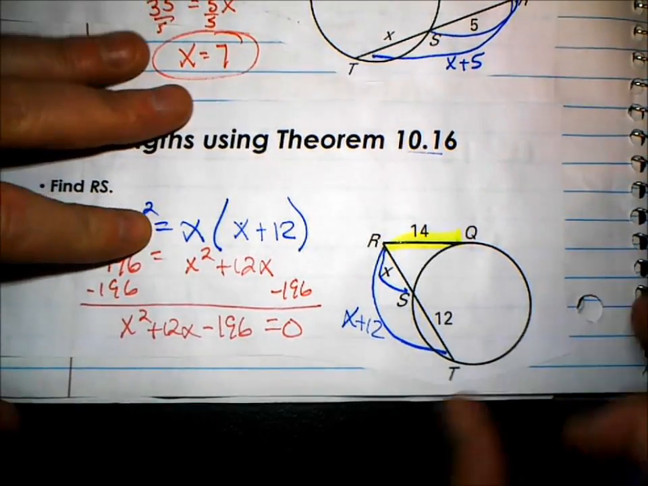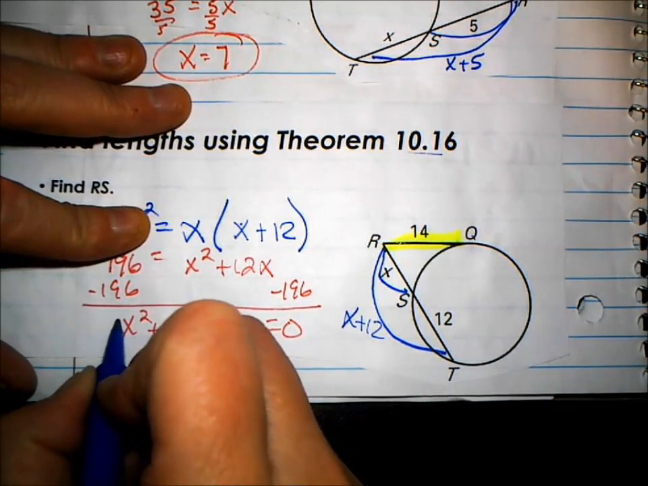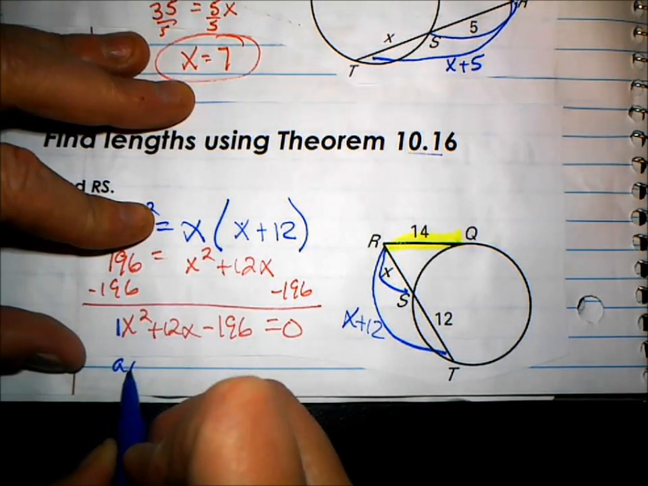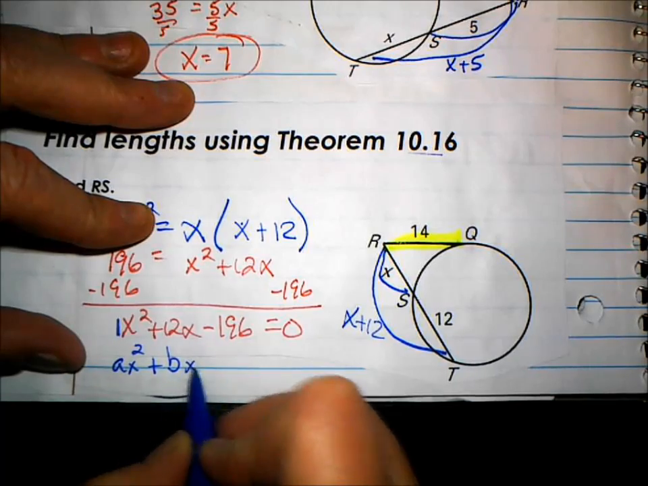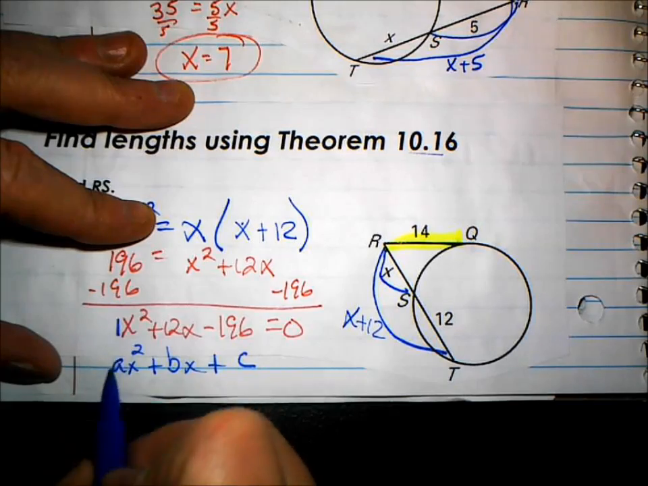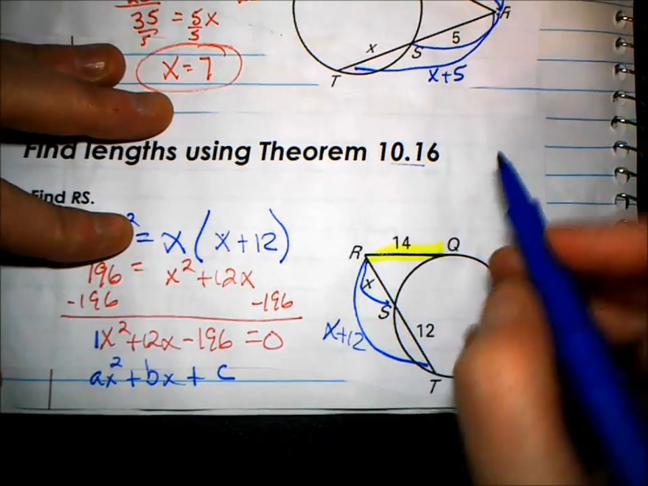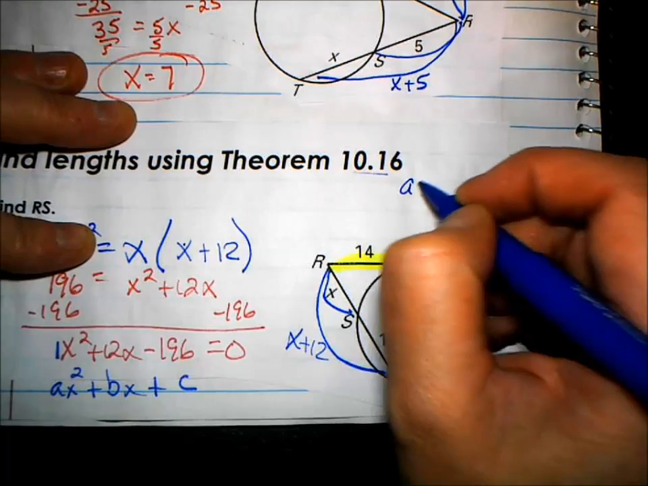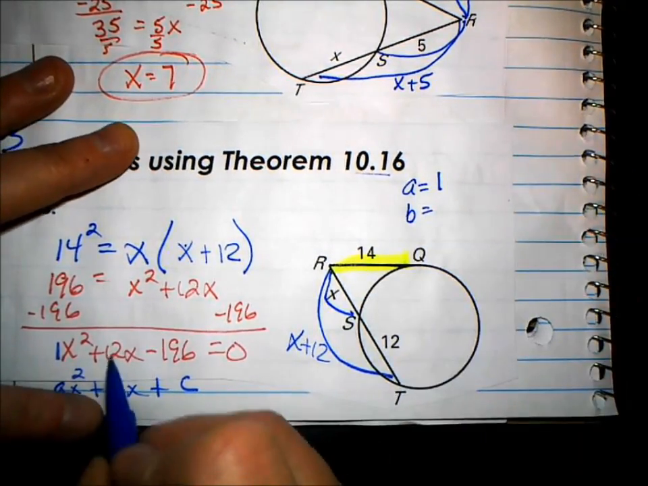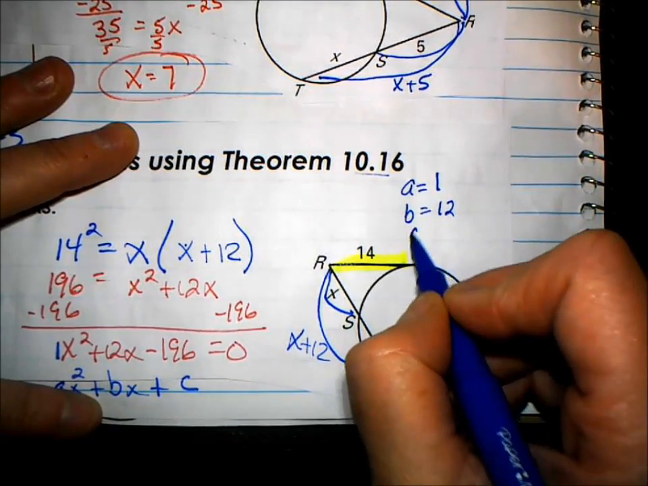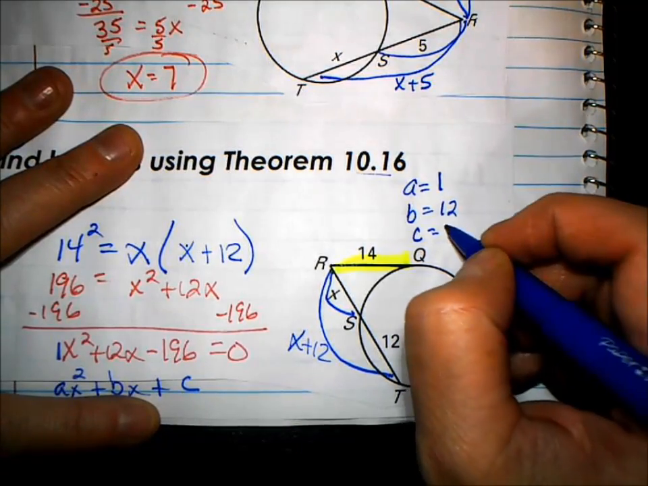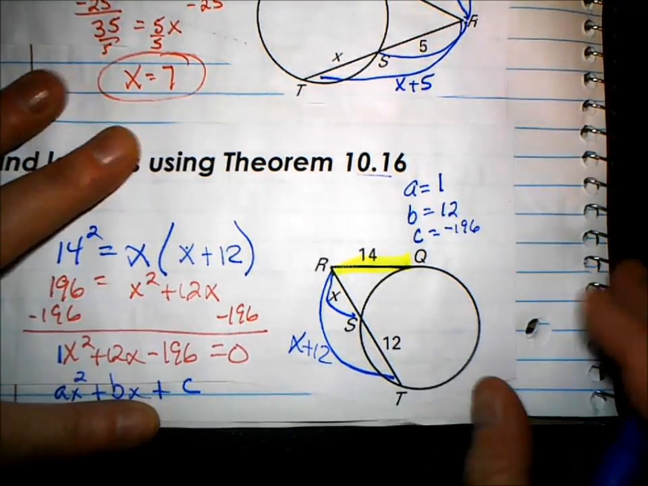Okay, now this one poses a little bit of a problem because I need to put a 1 in front of the x squared, because this is of the form ax squared plus bx plus c. The reason I did this is so that we can see that a equals 1, b is equal to 12, and notice c has a negative, so c is equal to negative 196.